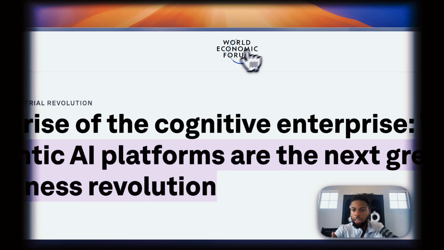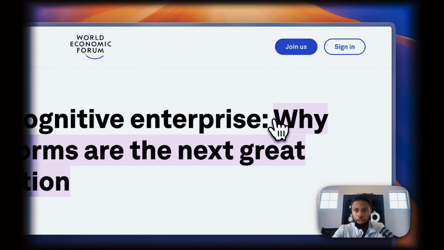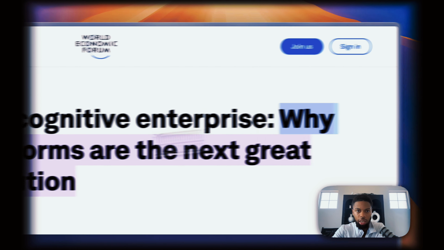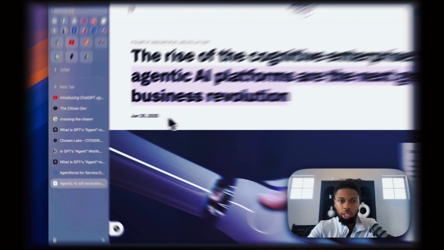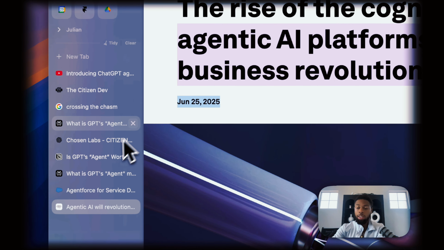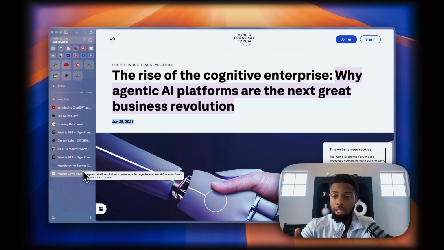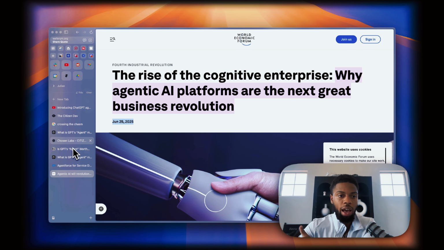Like the World Economic Forum, as you can see, is literally already saying for cognitive enterprises, that just means smart enterprises that use AI and data, why agentic AI platforms are the next great business revolution. This was literally a month ago. So this agentic AI race is not slowing down. The world understands that this is going to change business, military, pretty much every part of your life, because you now have what I'm going to break down in this next section.